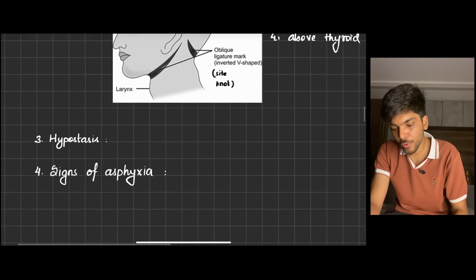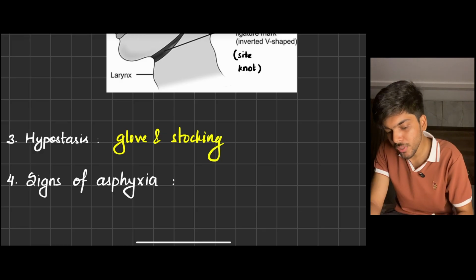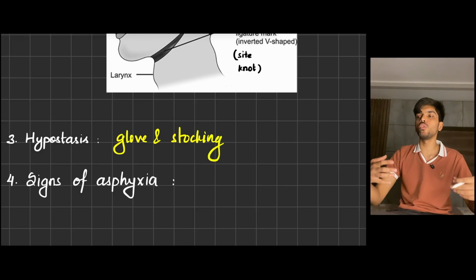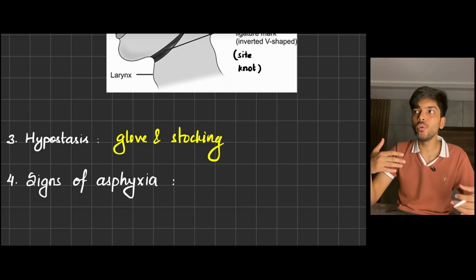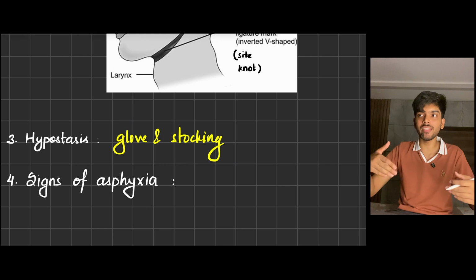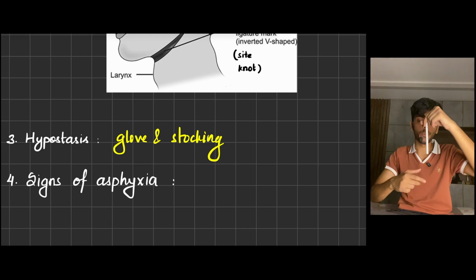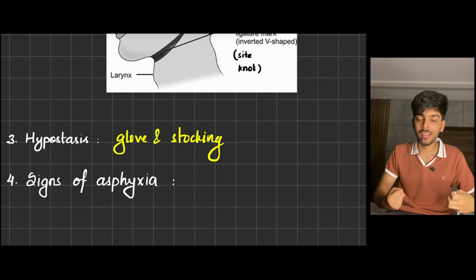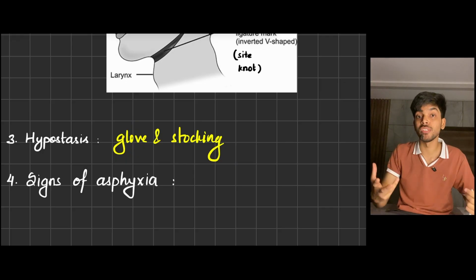All right. Hypostasis. You get glove and stocking hypostasis. Hypostasis is basically the collection or pooling of blood in the dependent part of the body after death. When you hang yourself, after death you are vertically hanging. Due to gravity, there is pooling of the blood in the hands and legs, giving a glove and stocking appearance.